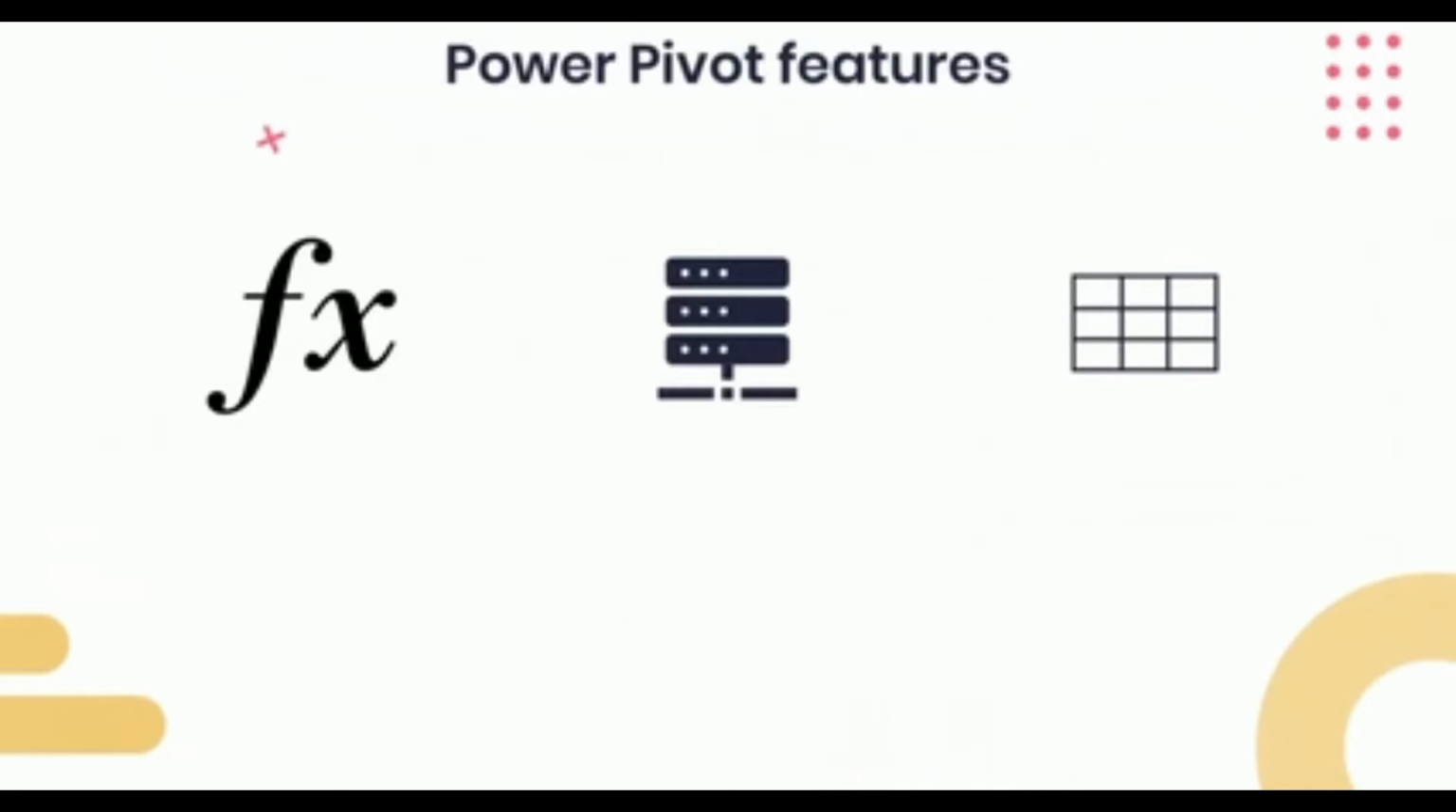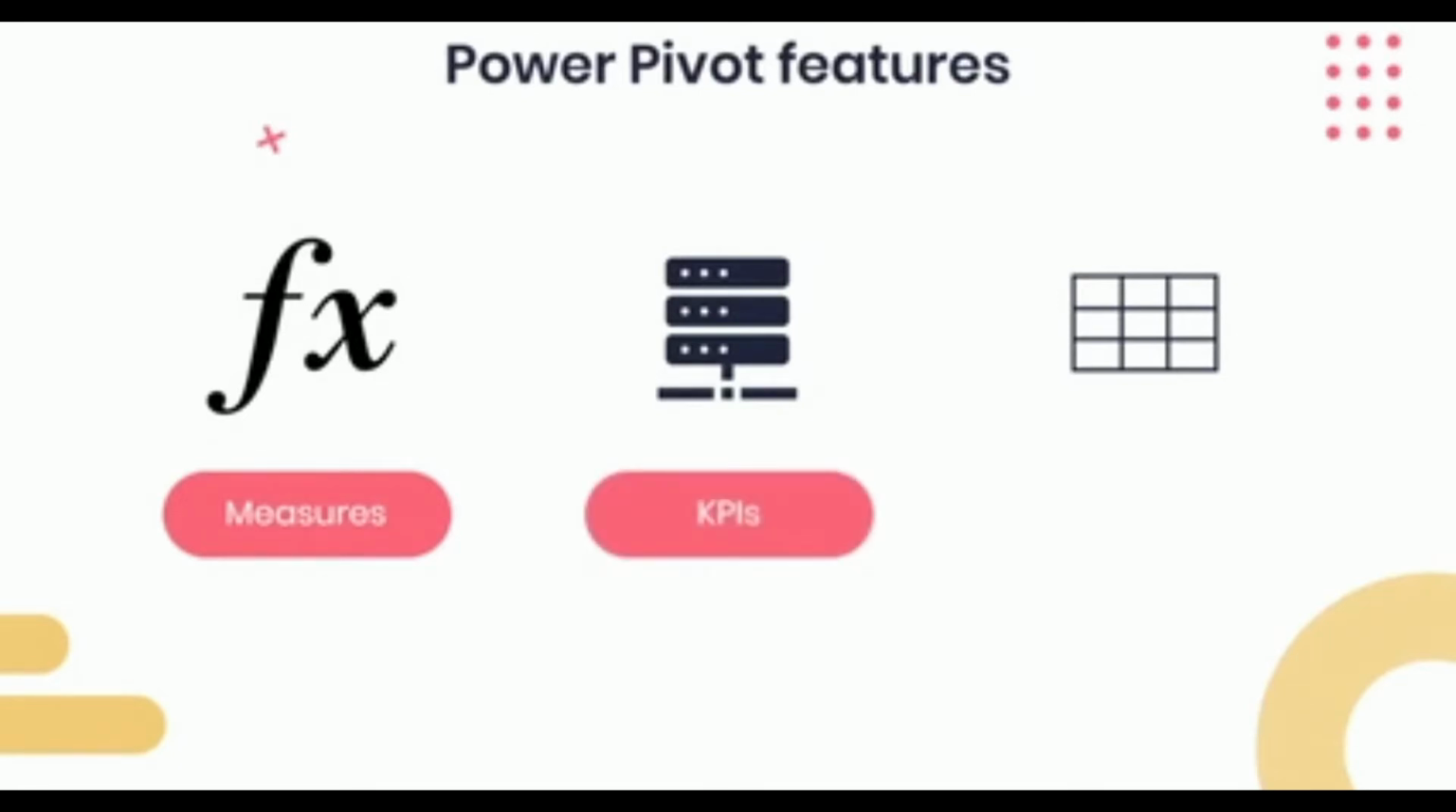In the Power Pivot ribbon, there are many different options, such as Measure. Here you can create a new measure, or you can manage a measure that has already been created. You also have KPI. This creates a new key performance indicator, or manages those that you've already created. And lastly, you can add to your data model.